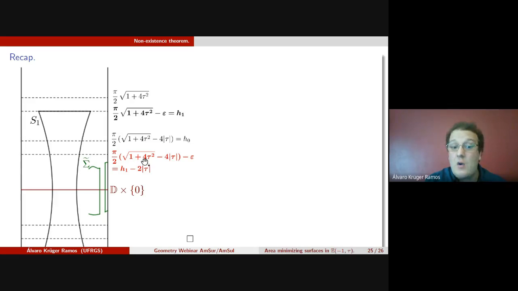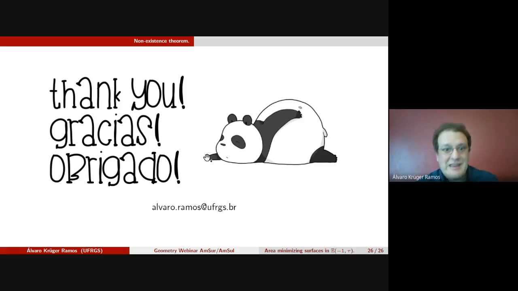And this is why we need to add this -4 times tau in the statement of the theorem, unfortunately, because we need control on the height of the boundary of this minimal surface. If it was higher up, this boundary would intersect, and then you cannot replace correctly. So yeah, that was it.